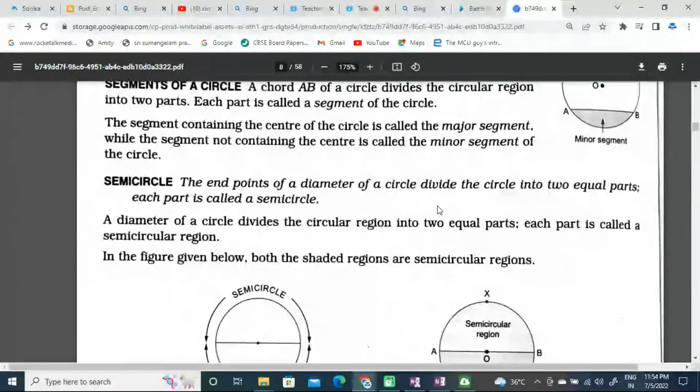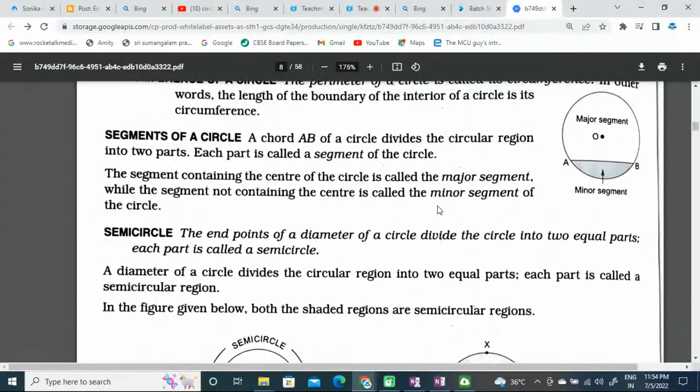Now, segments of the circle. A chord AB of a circle divides the circular region into two parts. Each part is called a segment of a circle. Now, explain to me.